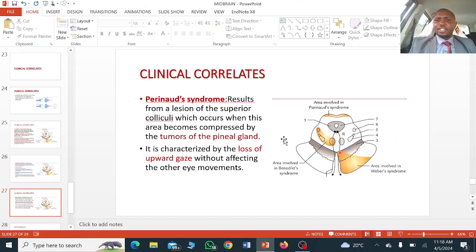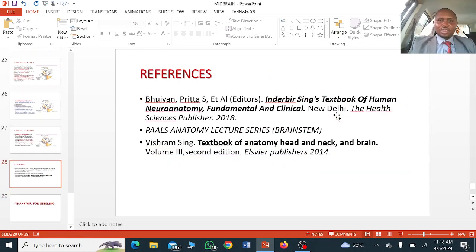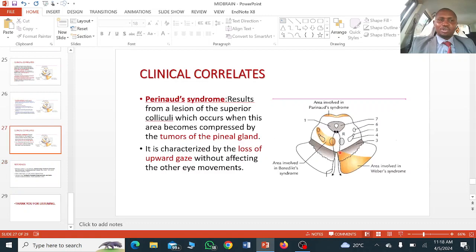The other phenomenon that we will look at is Parinaud syndrome. This is the area that is involved in Parinaud syndrome, and it occurs when there is compression of the superior colliculus by tumors in the pineal gland, and it is characterized by loss of upward gaze without affecting the other eye movements. So those were just a few of the clinical correlates. There are several other clinical correlates, but these are the most common and most important ones.